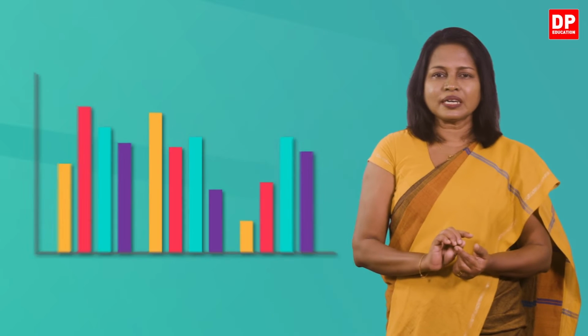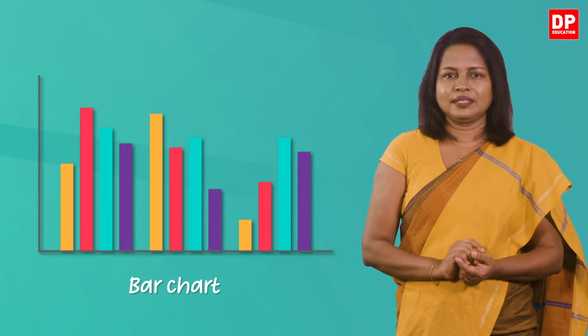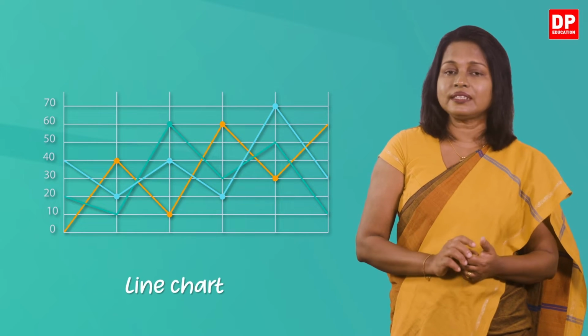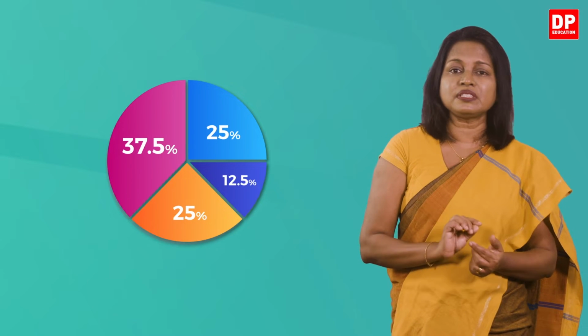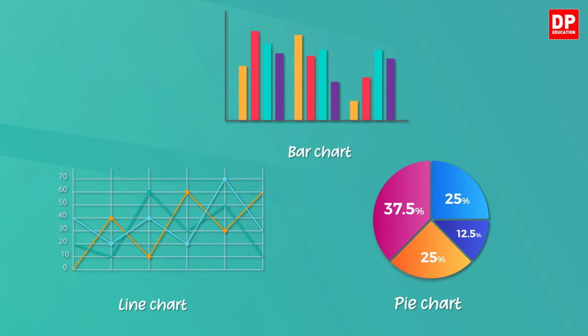When we use bars as visuals to represent data, we call it a bar chart. If the lines are used to represent data graphically, we call it a line chart. And if there are slices of a pie representing data, it is called a pie chart. Children, these are only a few ways of representing data graphically. Although there are other ways, we are not going to discuss them at this level.